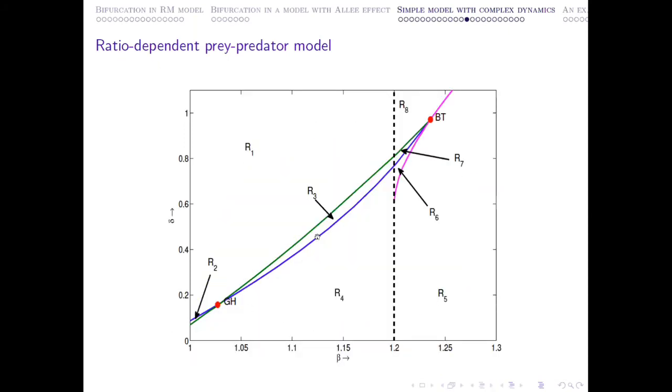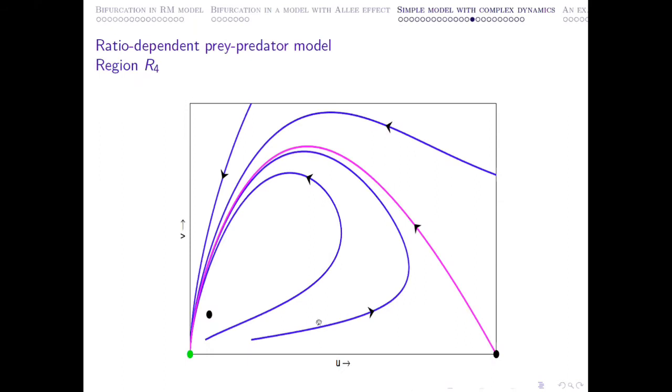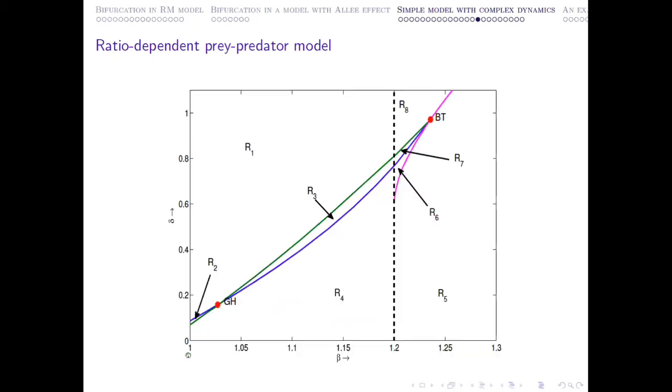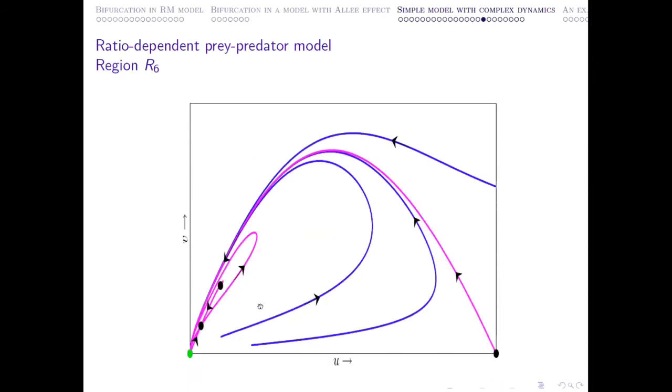Then if you go to R4, then you will find this one is unstable equilibrium point, and all the trajectories actually converge to the extinction equilibrium point. Now if you choose a point in R5, then you can see that all the trajectories are converging to the extinction equilibrium point. But what we have is 2 unstable equilibrium points at this particular location in R6.